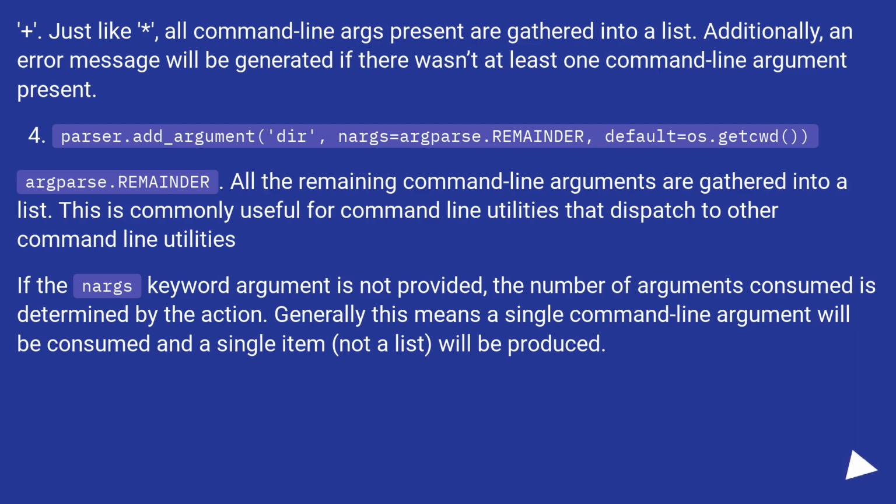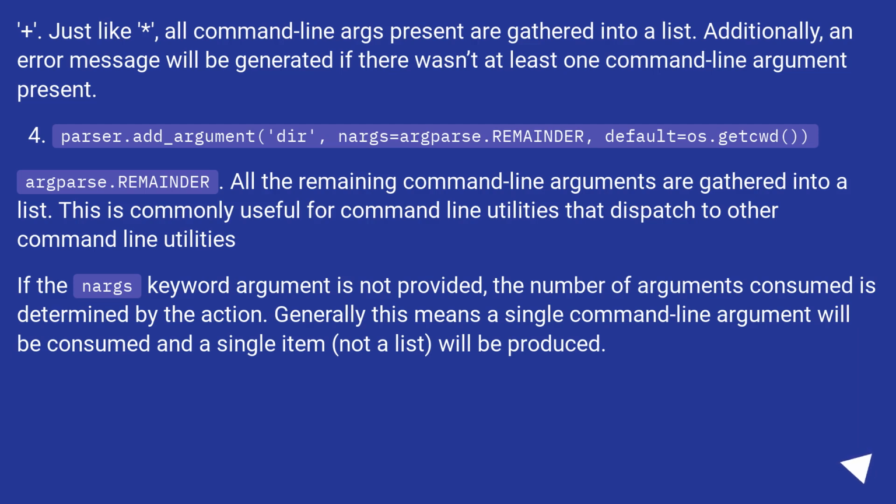parser.add_argument dir, nargs equals argparse.REMAINDER, default equals os.getcwd. Argparse.REMAINDER: all the remaining command line arguments are gathered into a list. This is commonly useful for command line utilities that dispatch to other command line utilities.